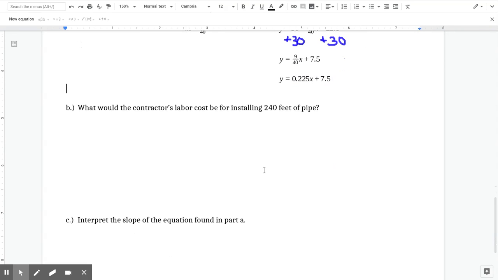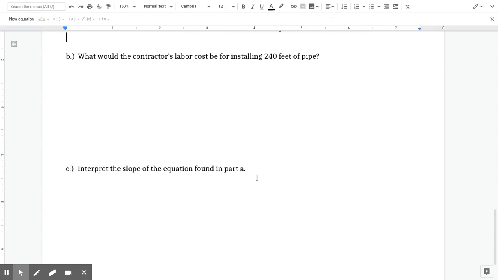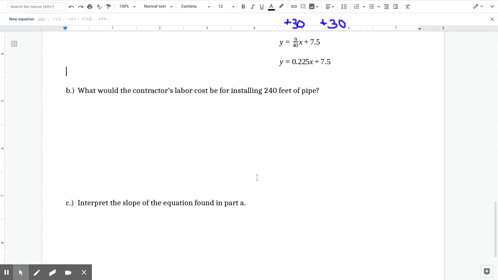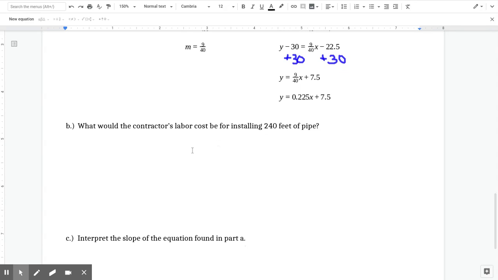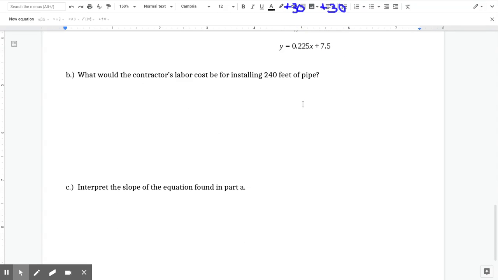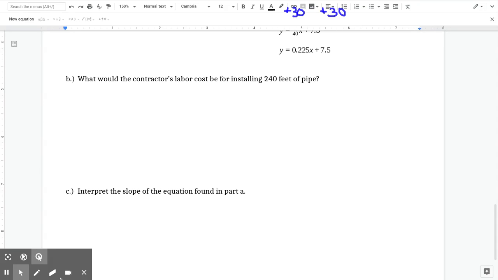So we have a couple questions now. We've done the hard work. We have an equation. Now it's just time to apply it. So in this case, what would the contractor's labor cost be for installing 240 feet of pipe? Well, for us, what we need to recognize is when we talk about 240 feet of pipe, we are talking about an x value. And so we have an equation that relates feet of pipe installed to the labor cost.